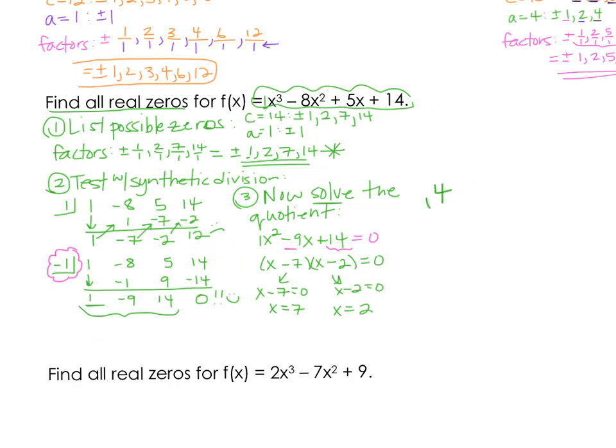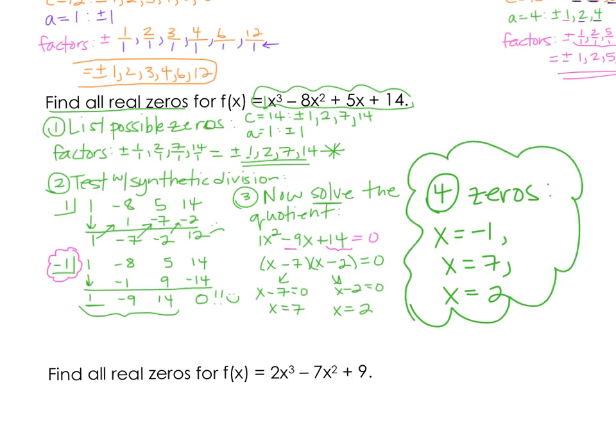Last but not least, let's list our final answers. The zeros to our cubic function include x equals negative 1, that first one we found, and then the other 2 where we found them by factoring. And that's the game plan for lesson 5.6. We'll complete the next example in class.